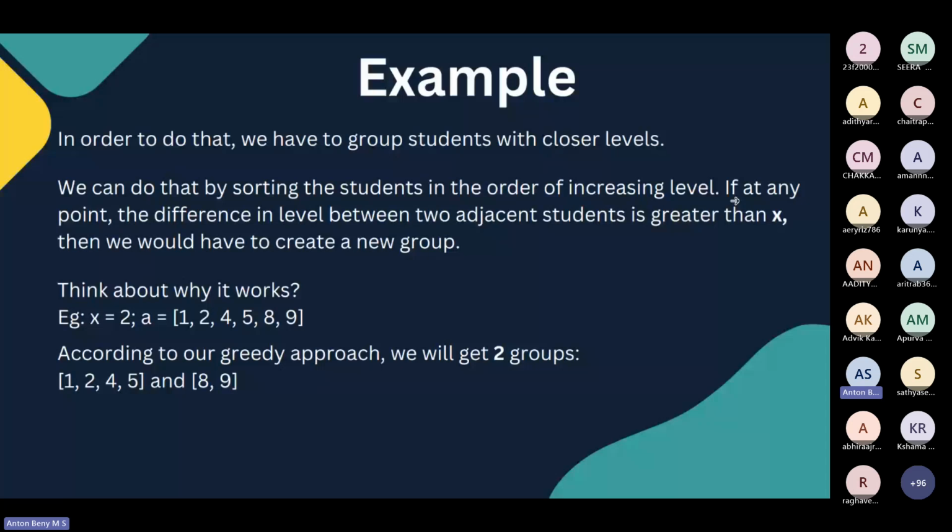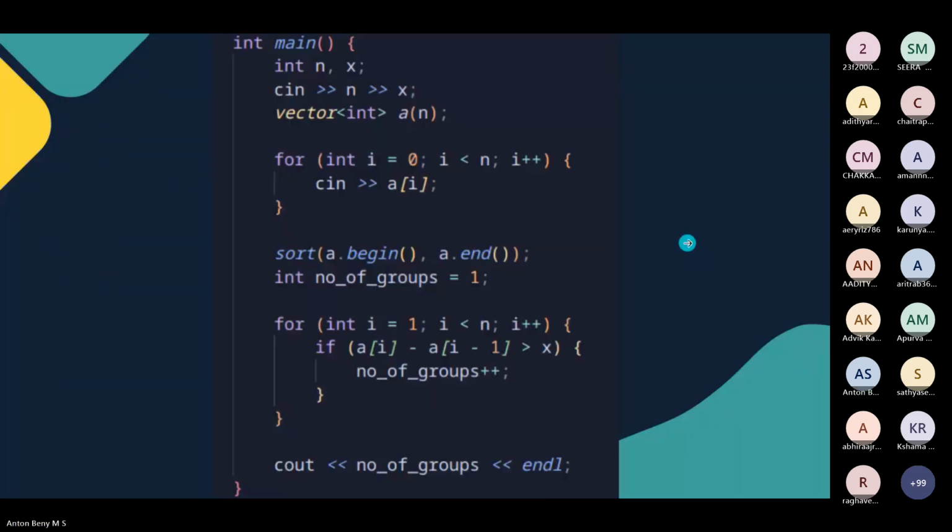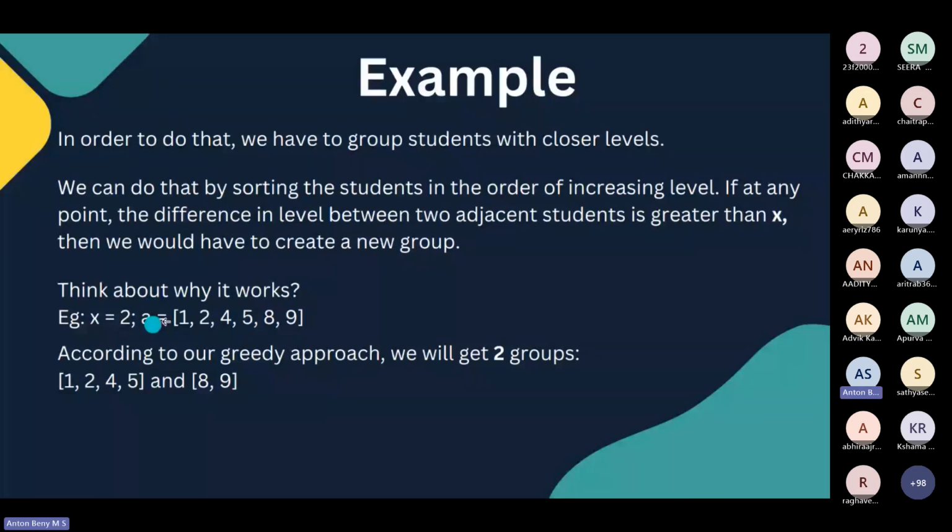In that case, we would have to create a new group because there's no way we can accommodate that person in the current group, because the difference in level is greater than x. So look at this example: 1, 2, 4, 5, 8, 9. This is already sorted, and let's say x equals 2. Now, according to this approach, we look at each successive element and we split at points where the difference is greater than x.